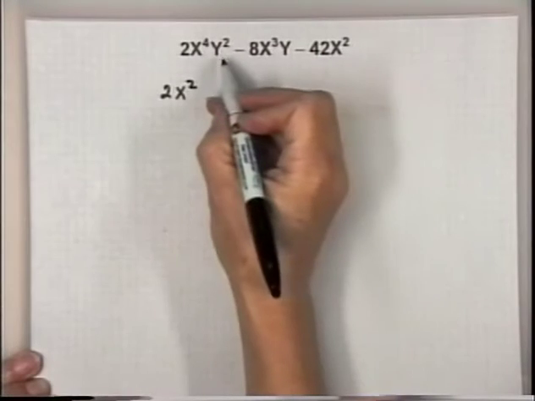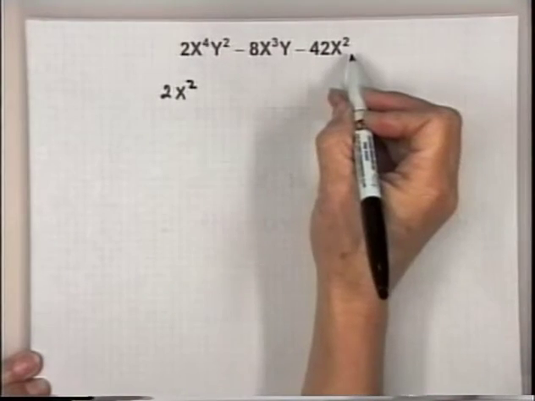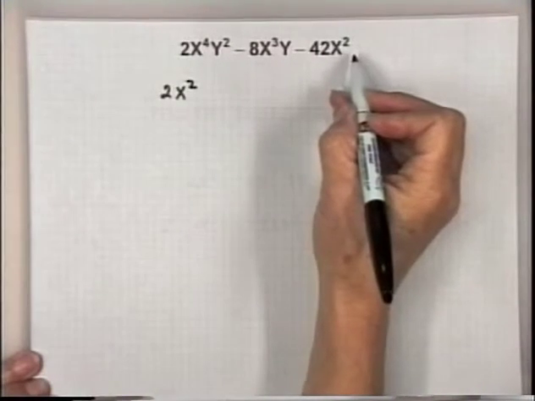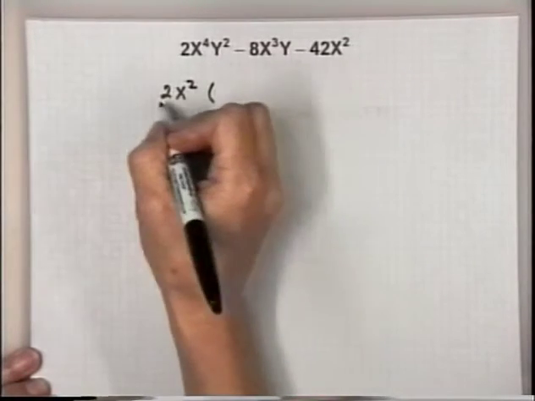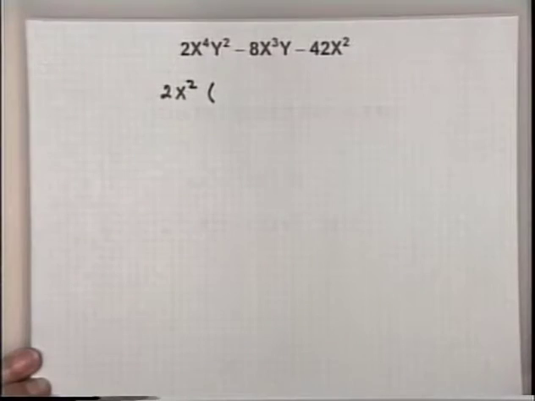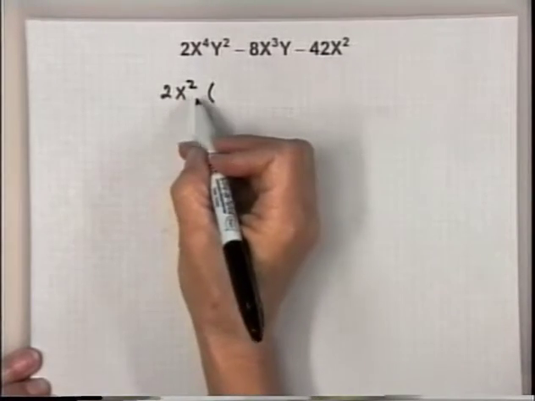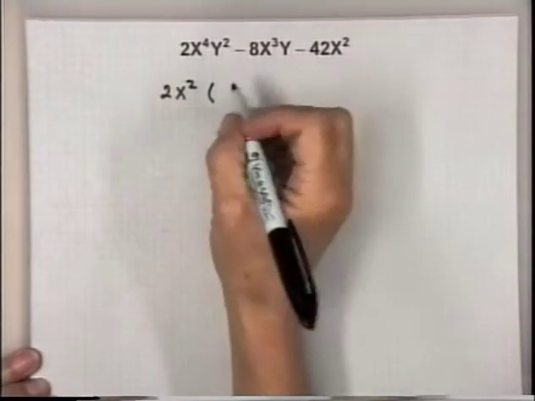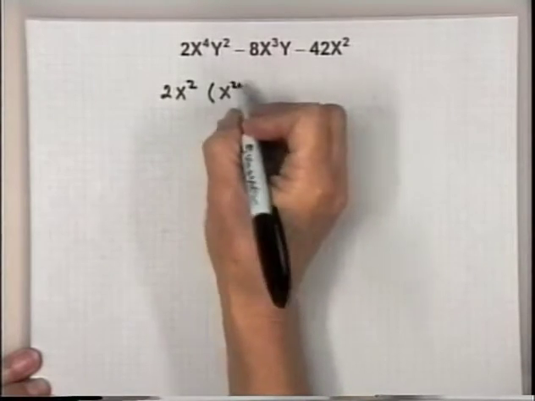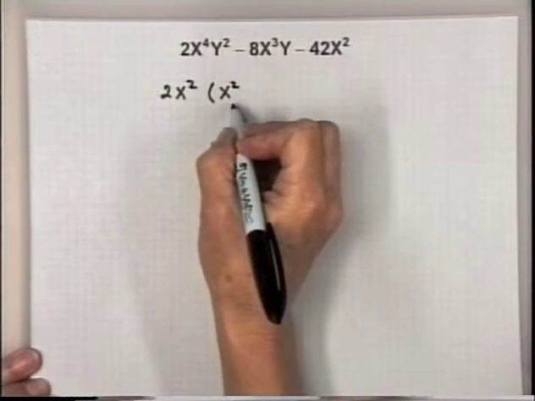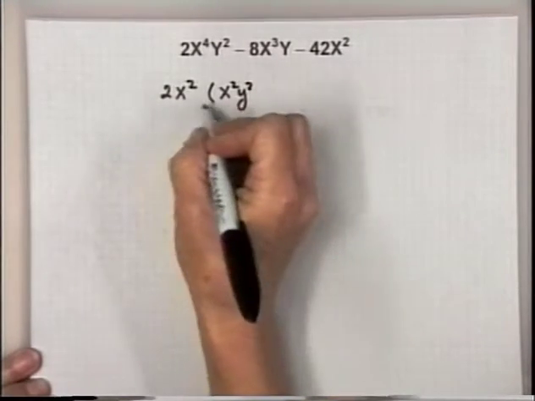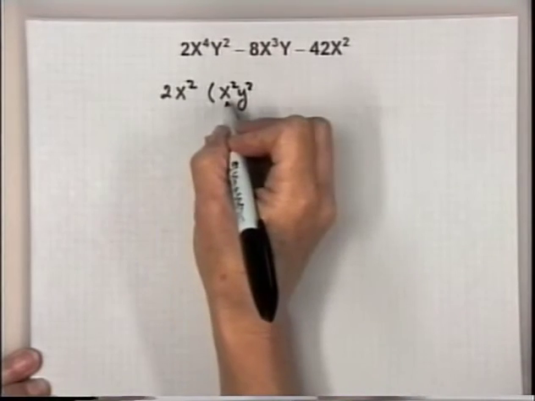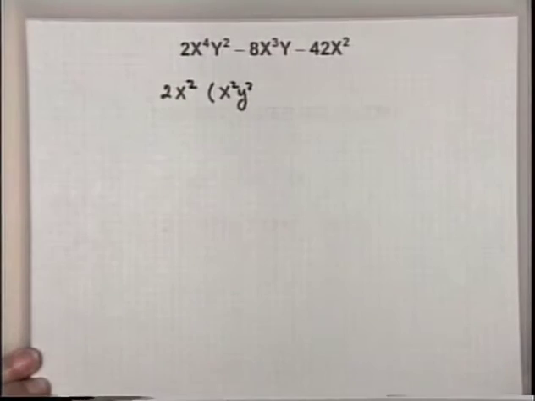Now notice that we have y's in these two terms, but there is not a y here, so we cannot factor out any y variables. Let's take this common factor of 2x squared out. Dividing 2x squared into 2x to the fourth y squared, we have x squared y squared. Checking this multiplication, we have 2x to the fourth y squared.